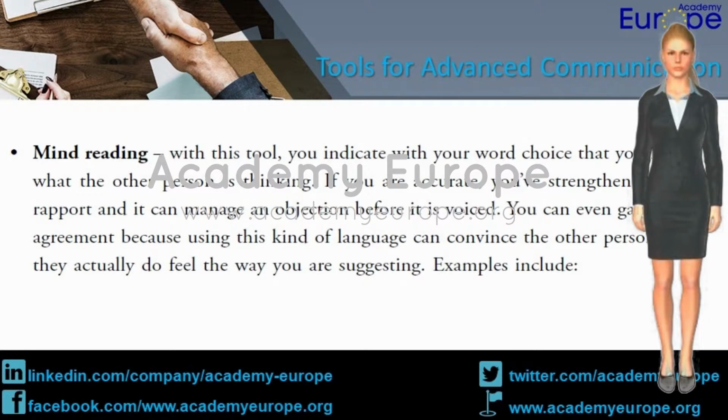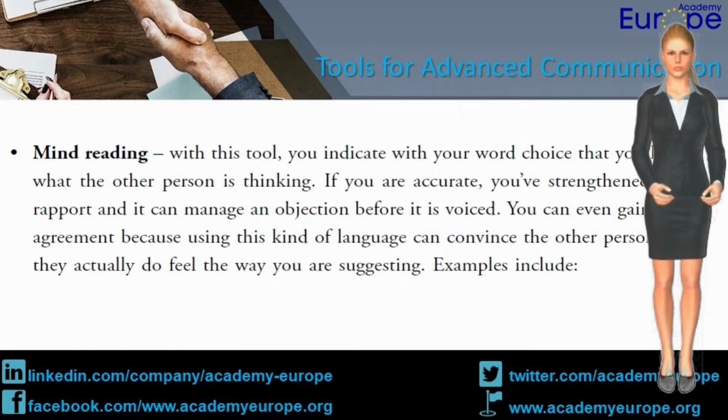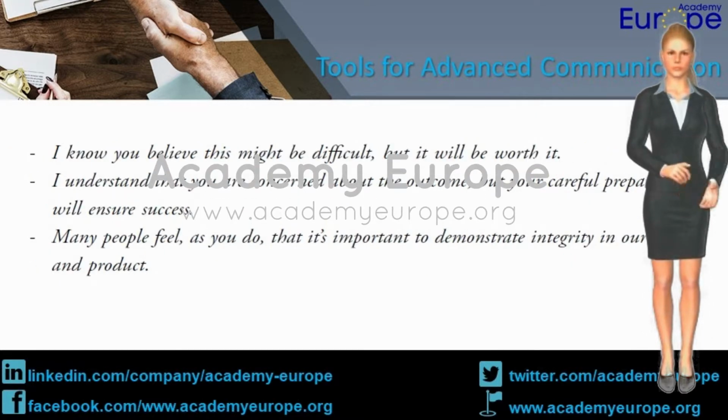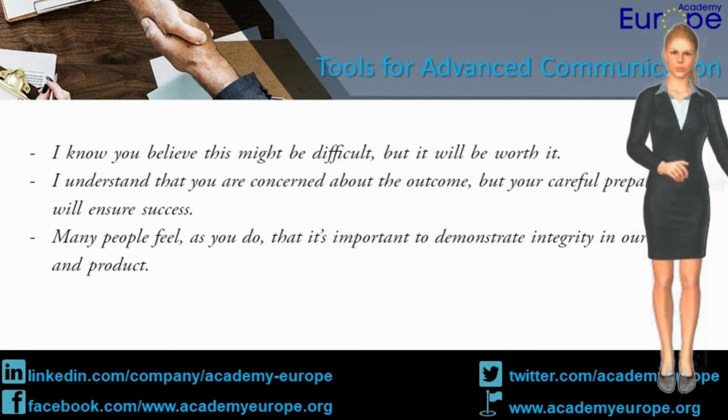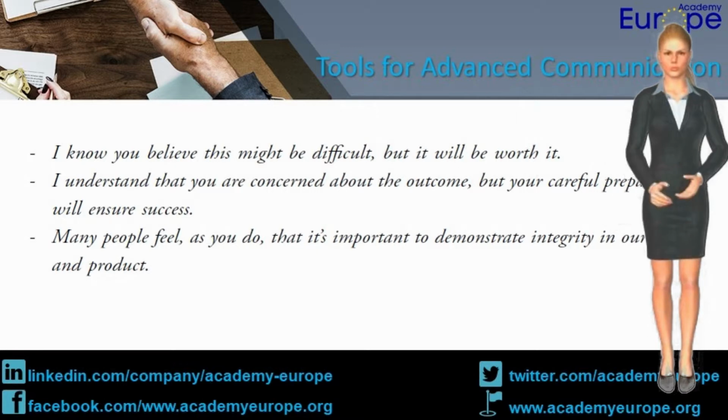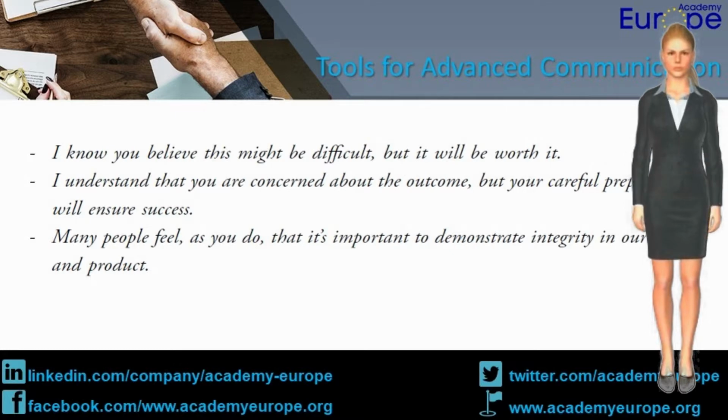Mind reading. With this tool, you indicate with your word choice that you know what the other person is thinking. If you are accurate, you've strengthened your rapport and it can manage an objection before it is voiced. You can even gain their agreement because using this kind of language can convince the other person that they actually do feel the way you are suggesting. Examples include: I know you believe this might be difficult, but it will be worth it. I understand that you are concerned about the outcome, but your careful preparation will ensure success. Many people feel as you do, that it's important to demonstrate integrity in our work and product.